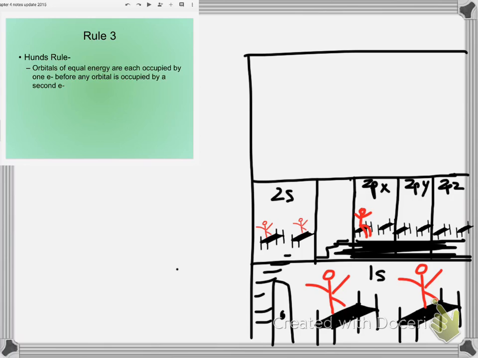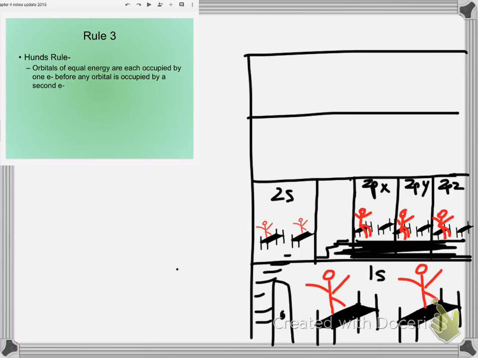The amount of effort it would take to overcome the repulsion of having a roommate is less than the amount of energy that you would expend to just go to the next orbital, go to the next room. So what you'll find is that you'll have one electron in every orbital until there are no more options left at the same energy level. If they have to go up a level, they will not share an orbital. So you're going to get one electron in each of those until there's no choice.